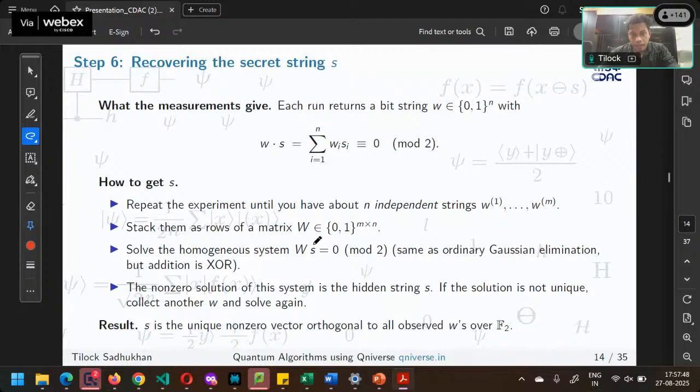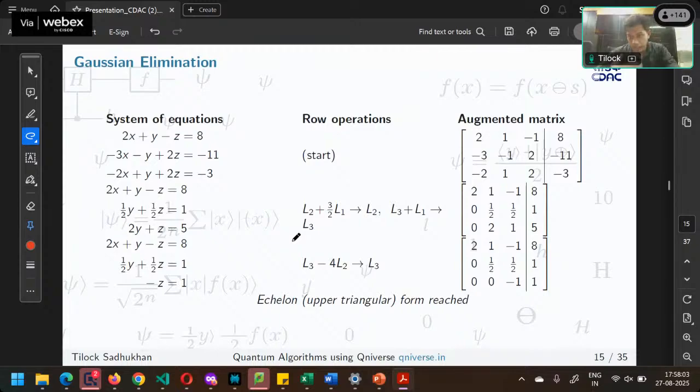Just before going into how this system can be solved, I'll once again recapitulate the Gaussian elimination, which is a standard approach for solving a linear system, and very simple. So, a review of the Gaussian elimination: if we have a set of linear equations, let's say these three equations, and we want to solve them, then we can follow the Gaussian elimination process.